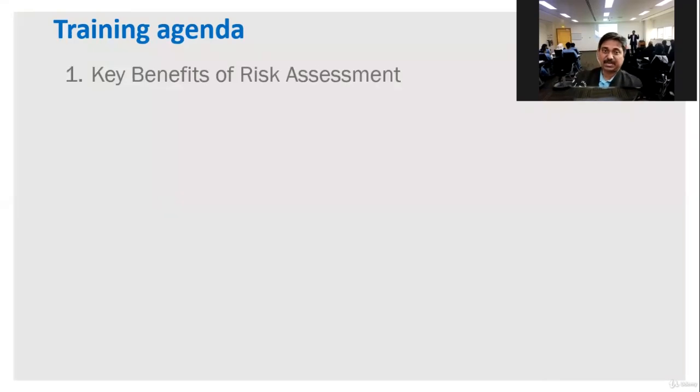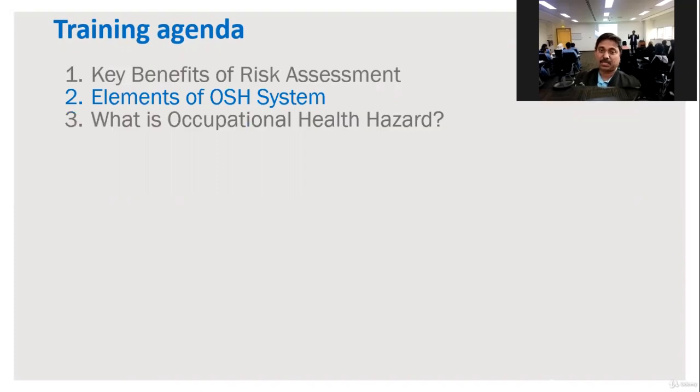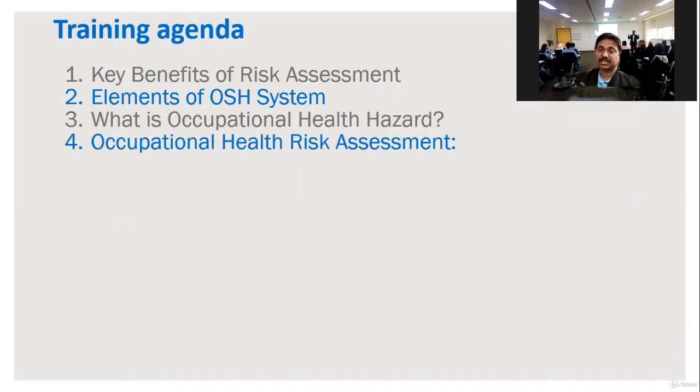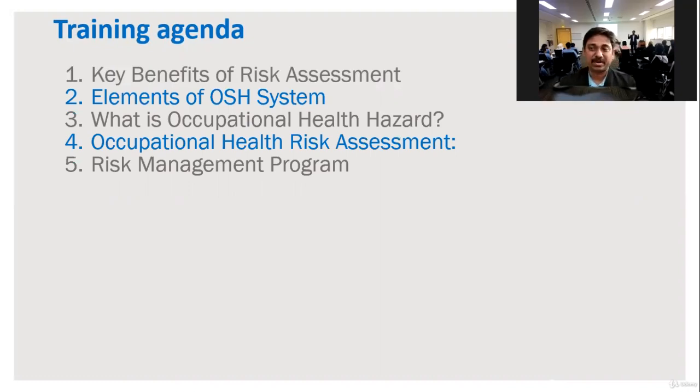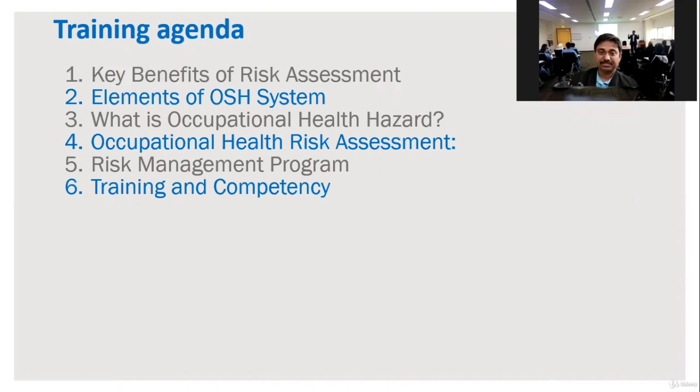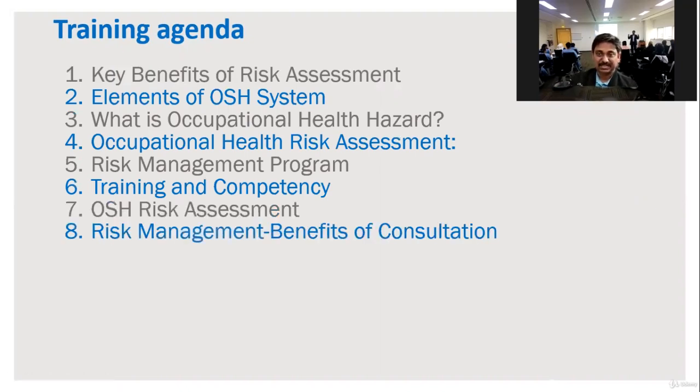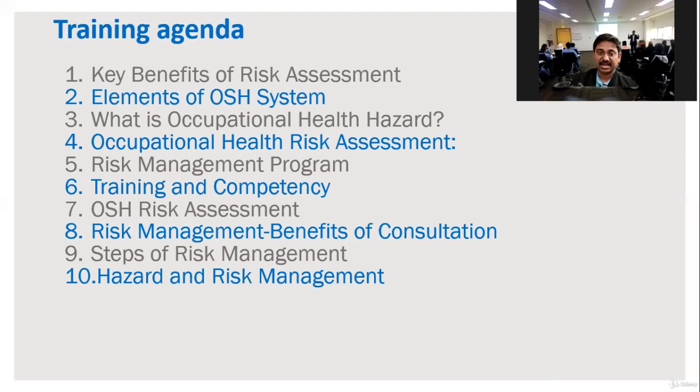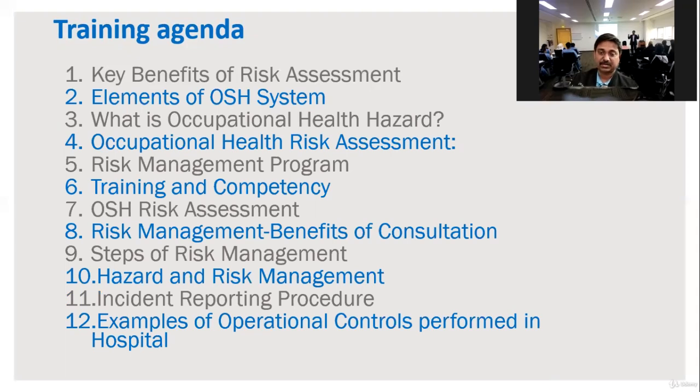So the training agenda covers the key benefits of risk assessment, elements of the OSH system, what is an occupational health hazard, occupational health risk assessment, risk management program, training and competency, OSH risk assessment, risk management, benefits of consultation, hazard and risk management, steps of risk management, incident reporting procedure, examples of occupational controls performed in any healthcare system or a hospital, and FAQs, frequently asked questions.